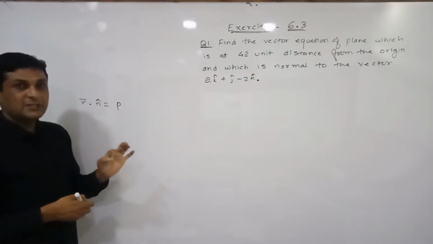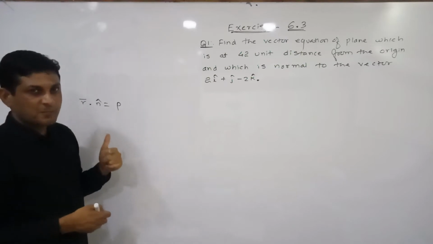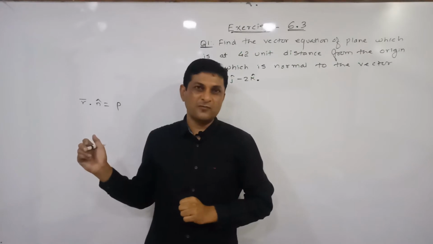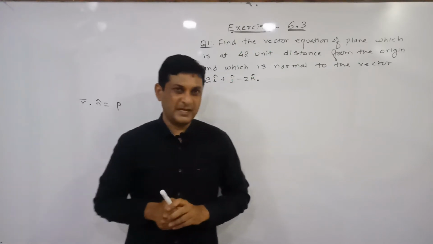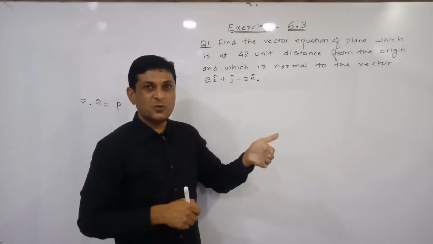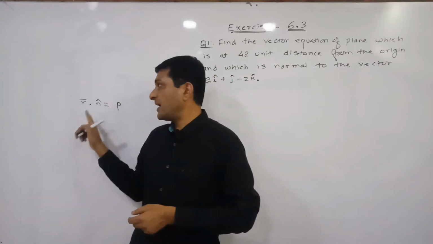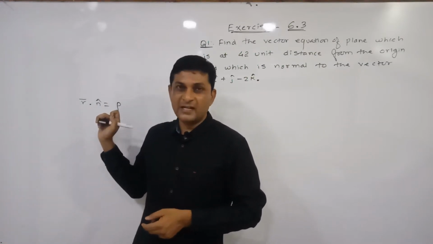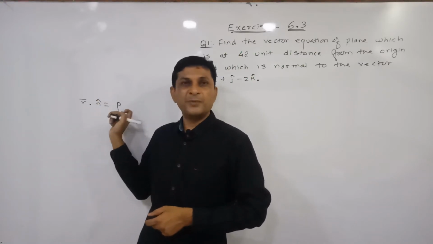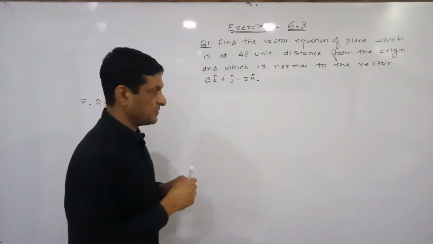What is n cap? It is the unit vector along the normal, and this formula is called the vector equation of a plane in normal form. Means we have to find the equation of the plane in normal form. Here this is the vector along the normal. Let us denote it by n bar, and later we will find the unit vector along n bar, and denote it by n cap. Once the value of n cap is known and P is already given, applying this formula we will get our required vector equation of the plane.